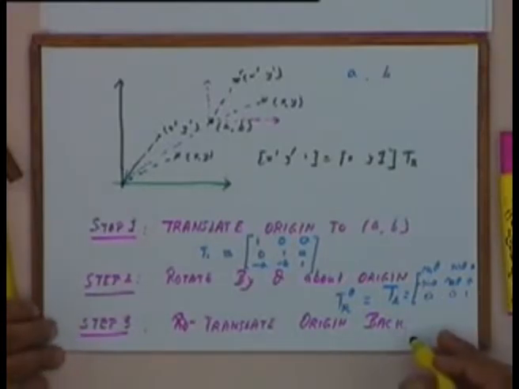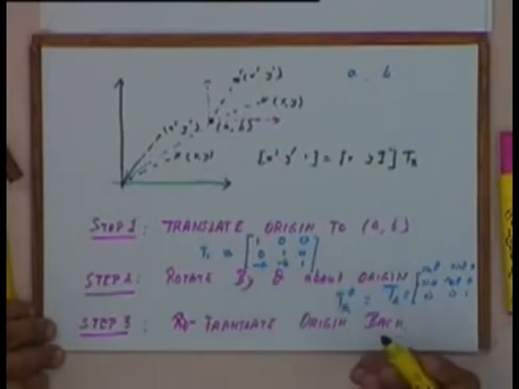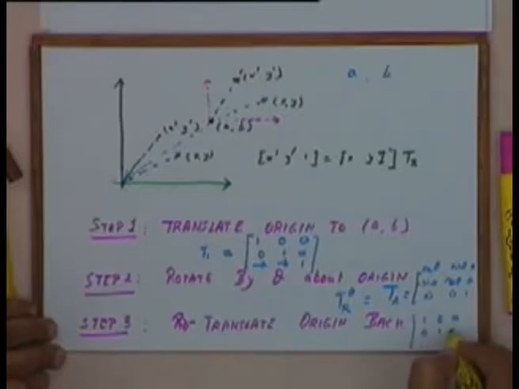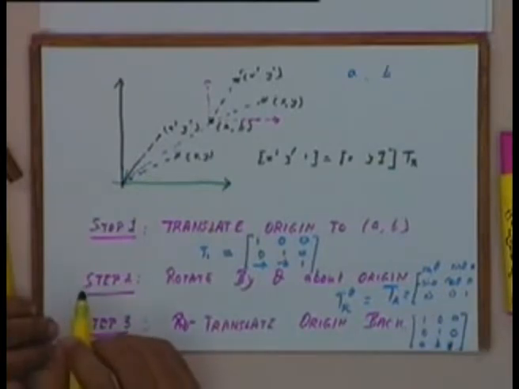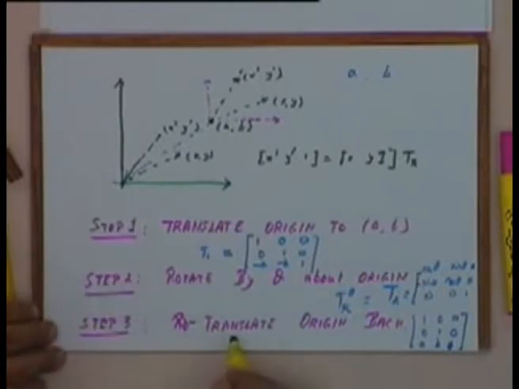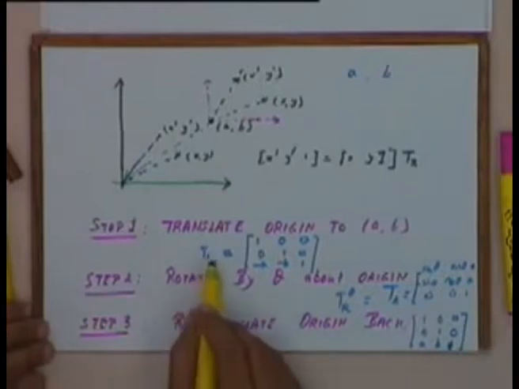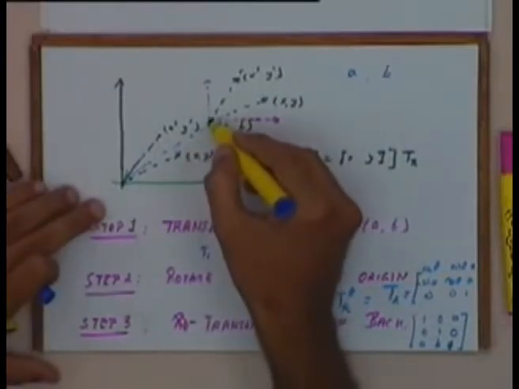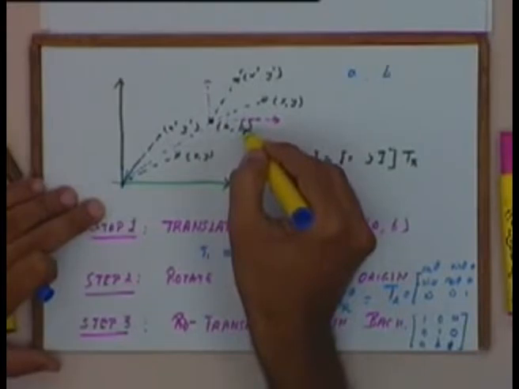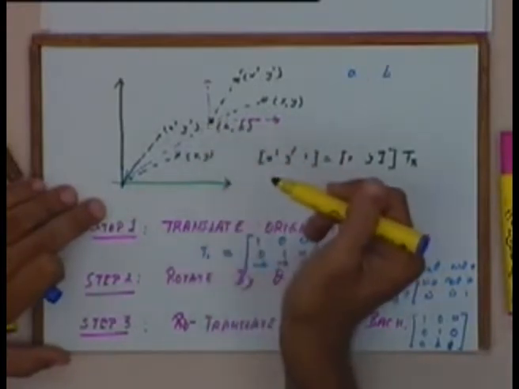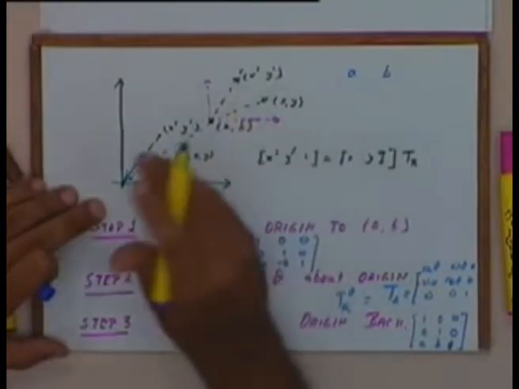Then translating the origin back. How do we translate the origin back? Again, T1 inverse, the inverse of T1, or that would be AB. This would be 1 0 0, 0 1 0, AB 1. We want to translate the origin back. Again, this point should retain the coordinate of AB. The point which was 0 0 should now retain the coordinate of AB, so we will add AB to all the coordinates.